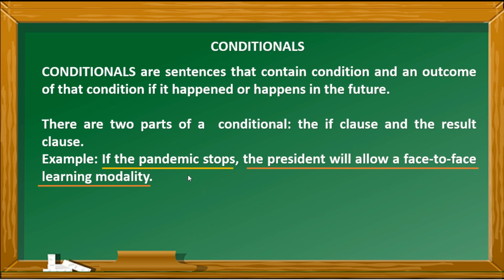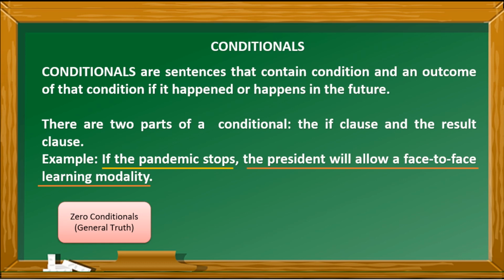If the pandemic stops, the president will allow a face-to-face learning modality. This is the if clause, and this if clause is also called the dependent clause. And this is the result clause or the independent clause. Sometimes we can use the independent clause first. For example, the president will allow a face-to-face learning modality if the pandemic stops. And that is still a correct example of a conditional.